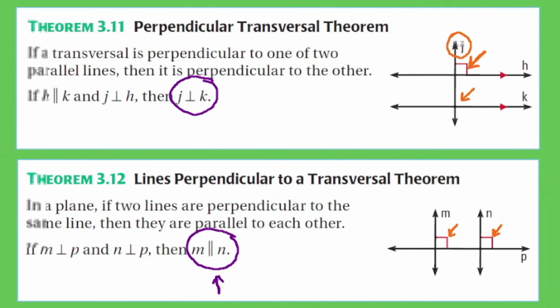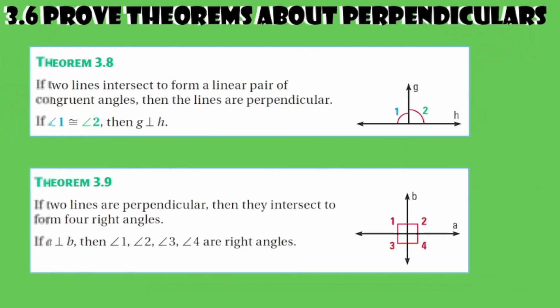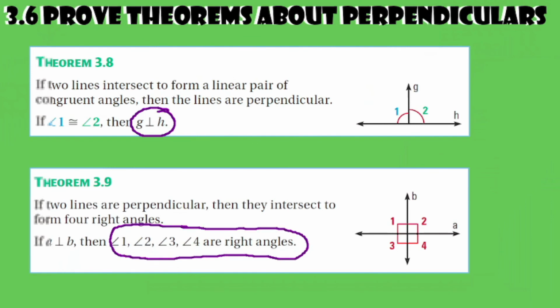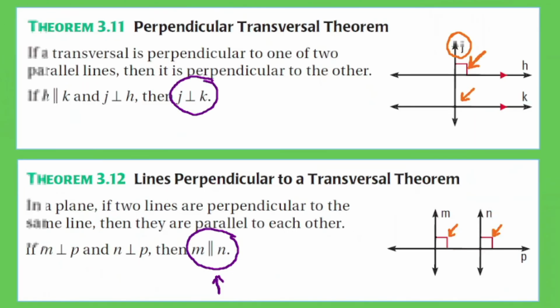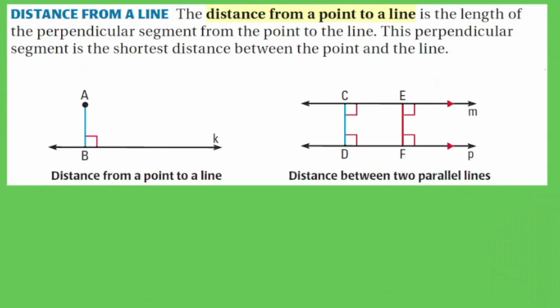This one proves that lines are perpendicular. This one proves that angles are complementary. This one also proves that lines are perpendicular, and this one proves that we have right angles. So when I was asked to prove that lines are parallel using these new theorems, that was really my only choice, theorem 3.12. Again, I want you to pay attention to what the if part and the then part are on these theorems.